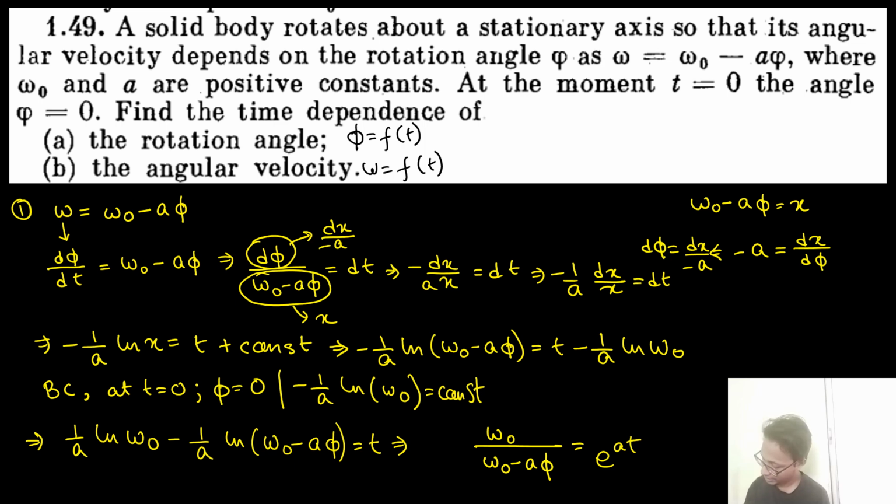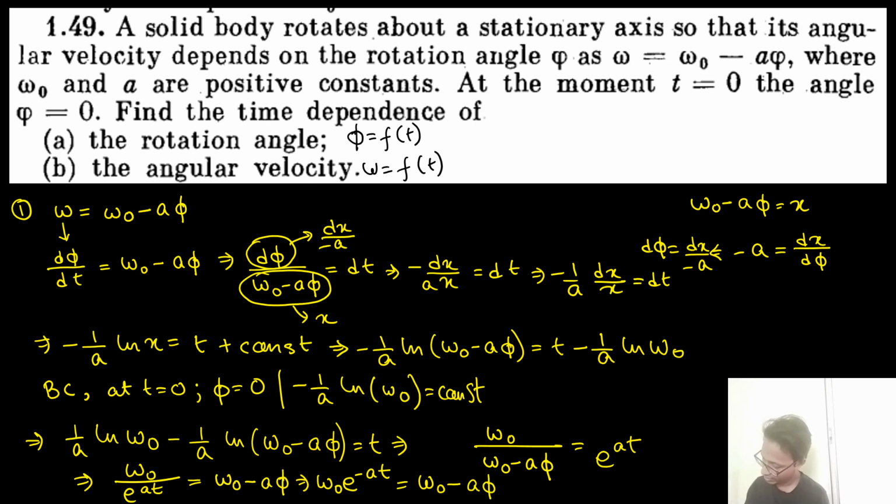Okay, now what to do? Now I'm taking this entire term to the right hand side and putting e to the power at to the left hand side. So omega naught by e to the power at is equal to omega naught minus a into phi. This term, 1 by e to the power at, can be written as e to the power minus at, so omega naught e to the power minus at is equal to omega naught minus a phi.